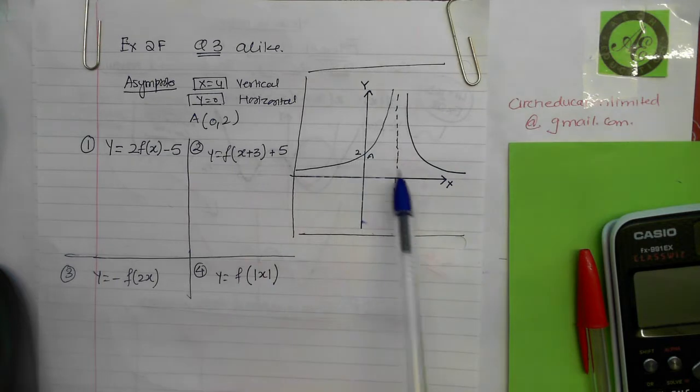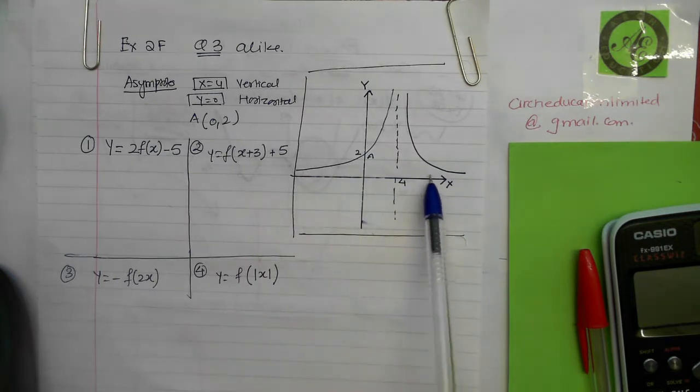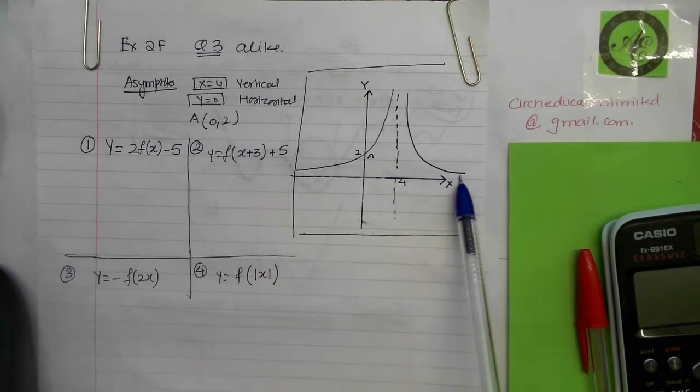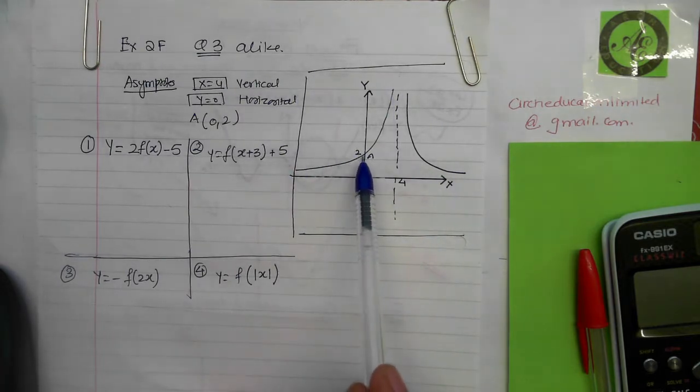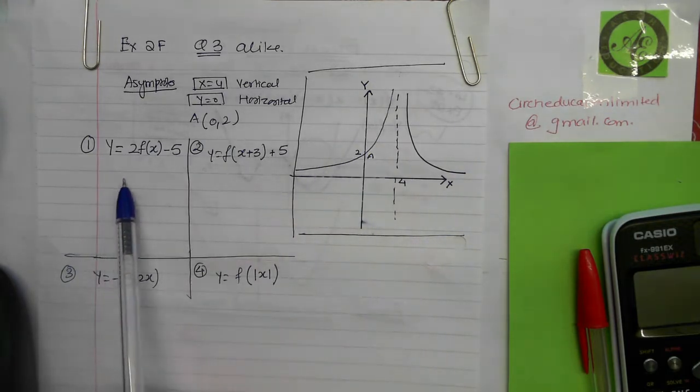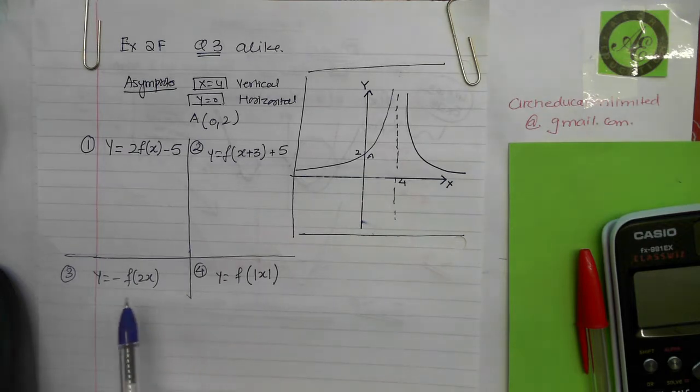This is the graph of f(x). The horizontal asymptote is y equals 0, which is the x-axis. The vertical asymptote is x equals 4. There's a point which is the y-intercept, which has got (0, 2). I would like you to copy that graph and draw these 4 graphs.